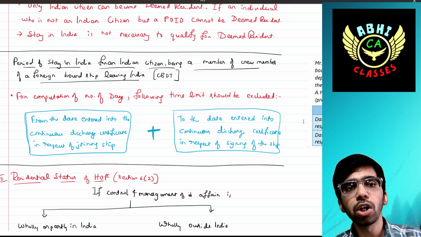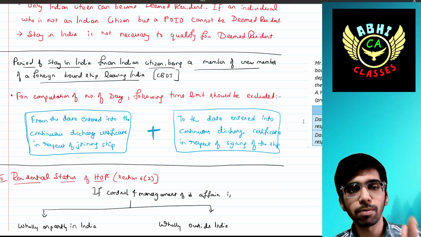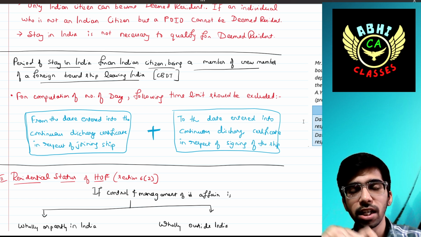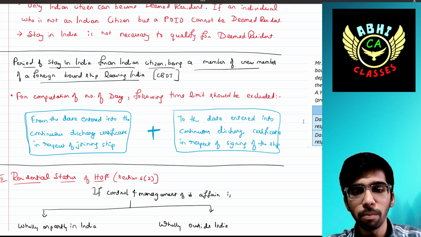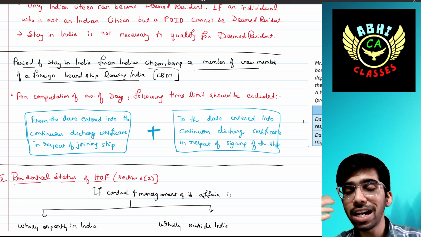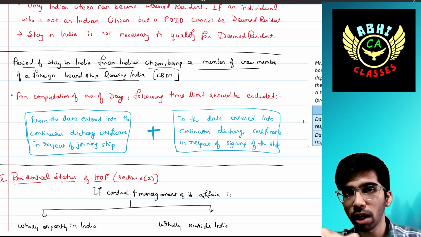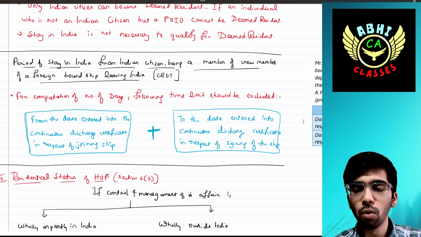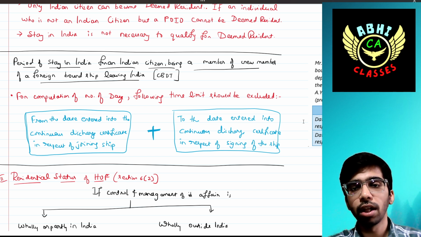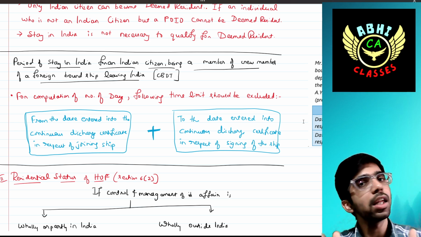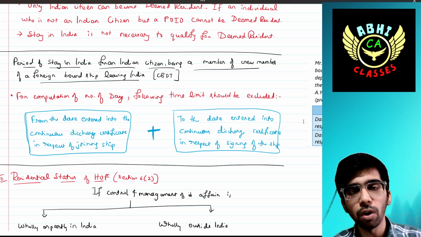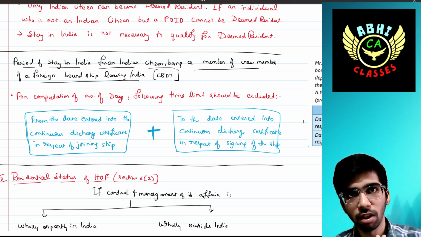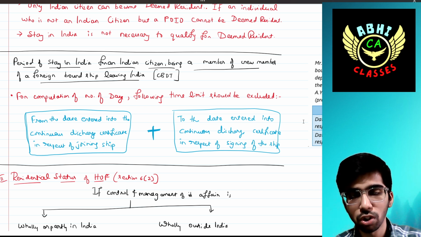From the date entered into the continuous discharge certificate in respect of joining the ship, when he is signing on the foreign ship, until the date entered into the continuous discharge certificate in respect of signing off the ship, I will not be there in India, and hence that period will be excluded from the number of days computation for the residential status of those persons.